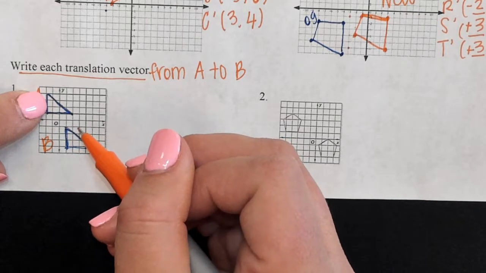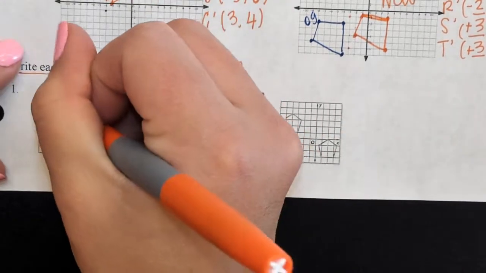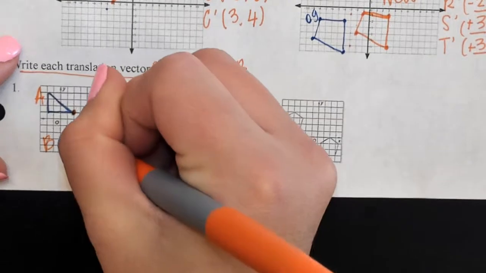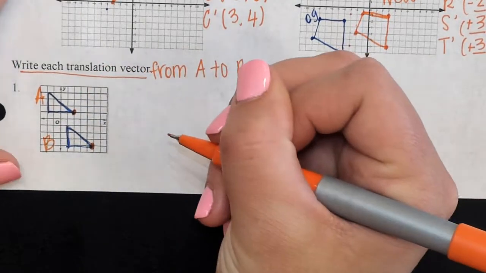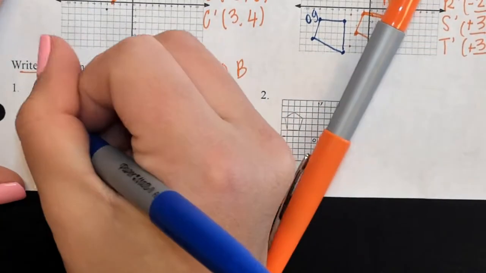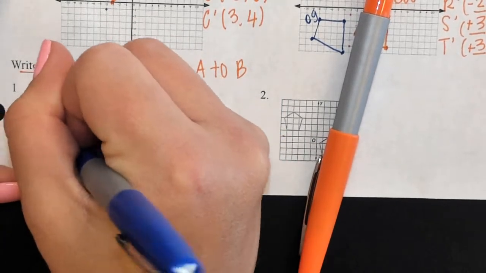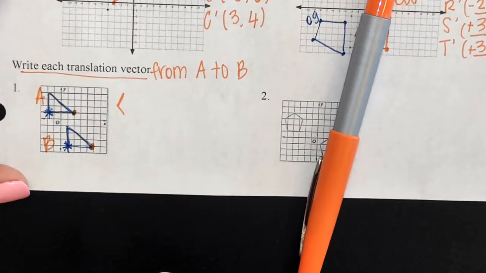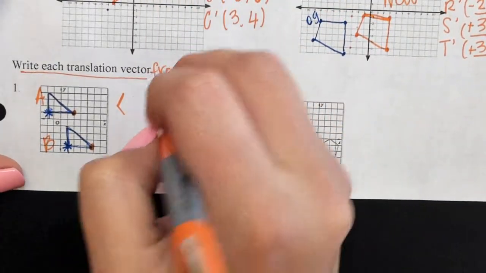Wherever you start, you have to stop at the same spot on the second figure. So if I start here, then I have to count to here. Does that make sense? When you're writing a translation, if I start here, then I have to count to here, right?